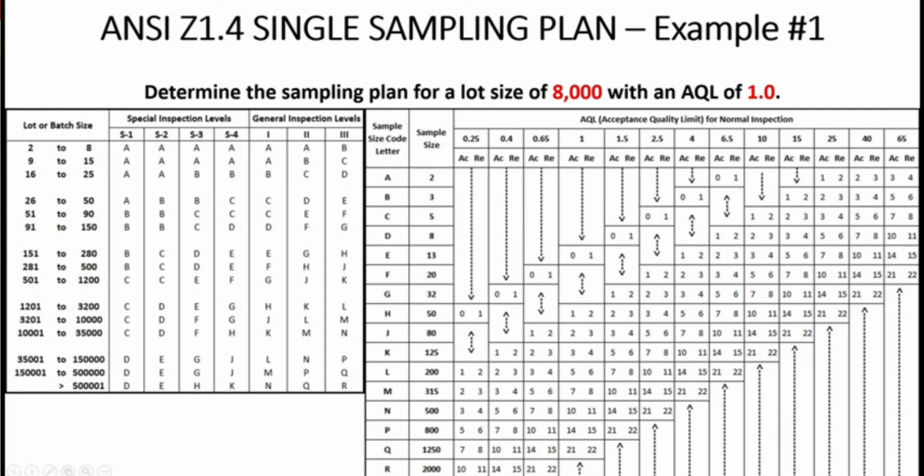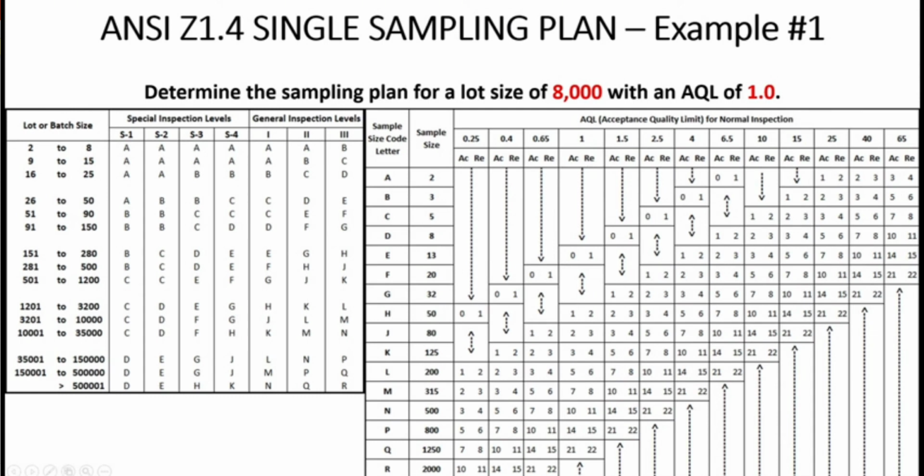And that word, acceptable quality level, led to some serious misinterpretations around what AQL means. So the formal definition of AQL is the worst tolerable process average that is still considered acceptable. So this 1.0 AQL is the worst tolerable process average of defects that you would still consider to be acceptable.